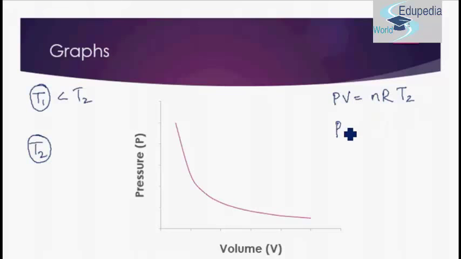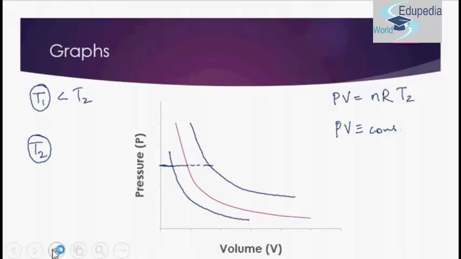So PV is still constant. But will the curve be the same? Will it be above this curve or will it be below this curve? That is the question. So how do we decide? Let's say we are talking about constant pressure. Under both the temperatures T1 and T2, I keep a constant pressure. Say that constant pressure is P1.